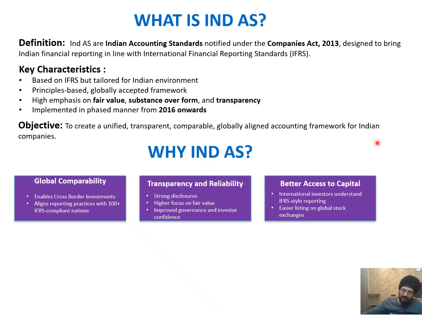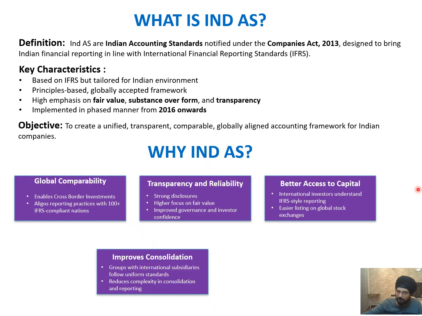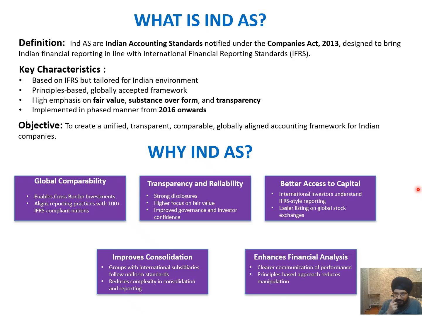So if we want to get our company listed in the US or, let's say, for that matter the UK or any other country, this will help us because our financials are largely in line with IFRS, and easier listing for the global stock exchanges. Improves consolidation because groups with international subsidiaries follow uniform standards, and reduces the complexity in the consolidation reporting, and clear communication and the principle based approach help us to have larger transparency and enhanced financial reporting.